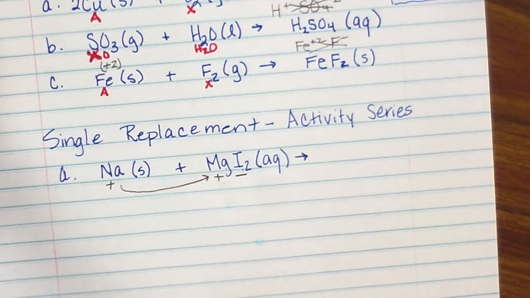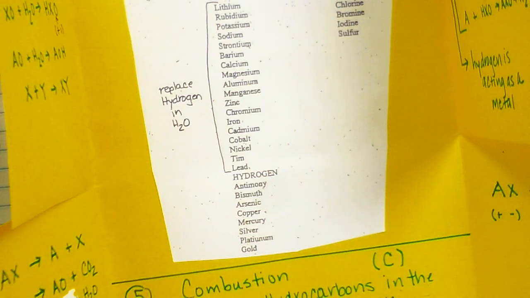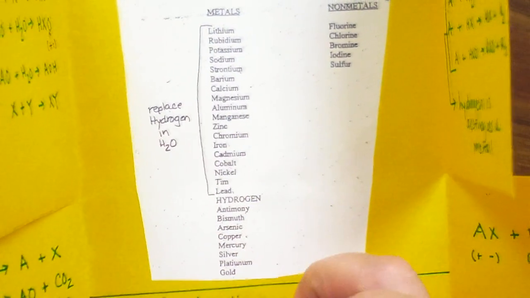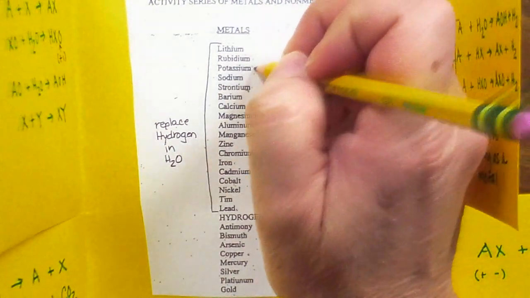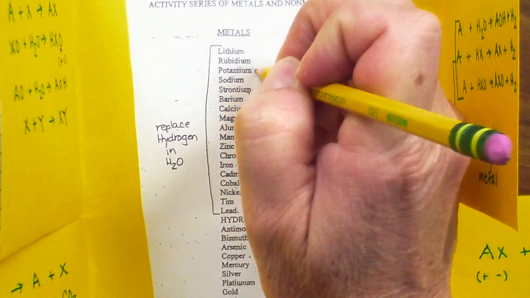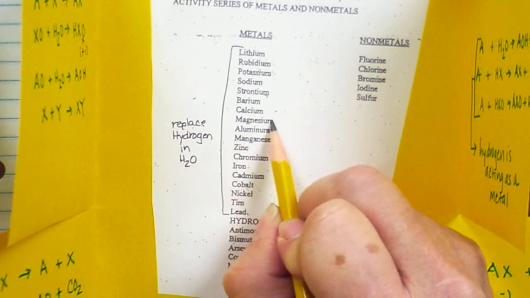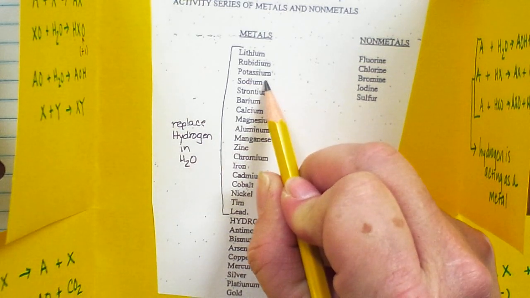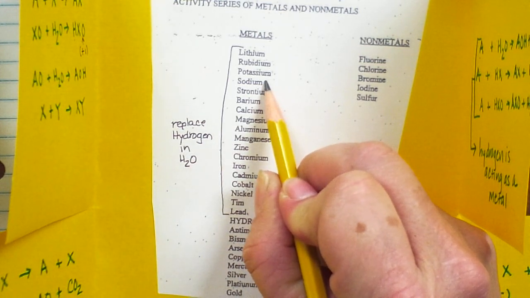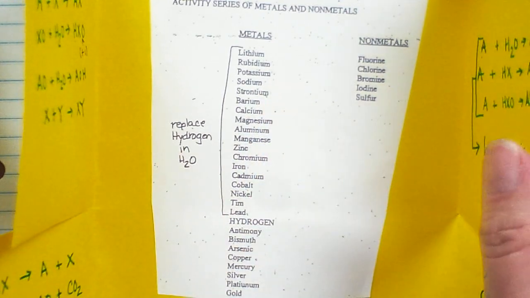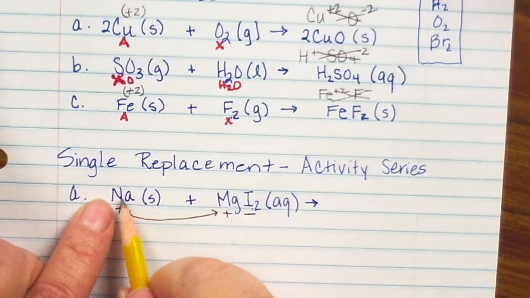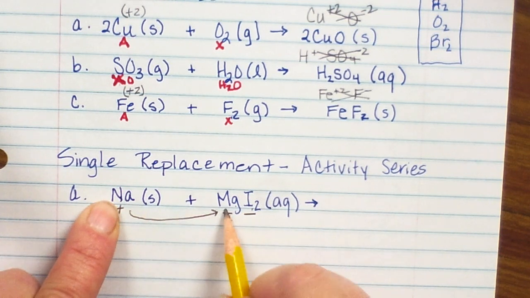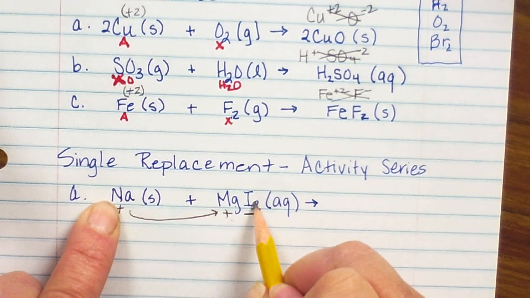All right? Well, we know who's going to win the prize because we look at the kick butt list. Okay? So the question is, who's higher up? Whoever is higher up on the kick butt list wins the prize of the iodide. So we look, magnesium is here and sodium is here. Oh, too bad for magnesium because sodium's going to win. So that means sodium is going to beat up magnesium and take the iodide.